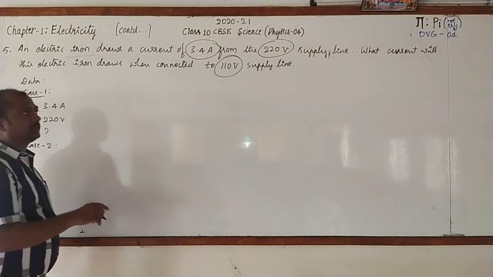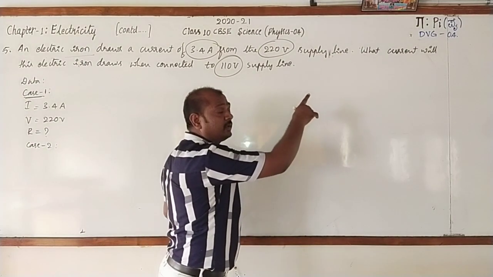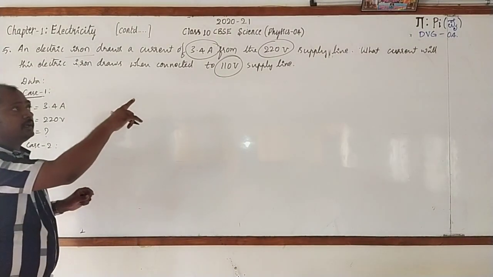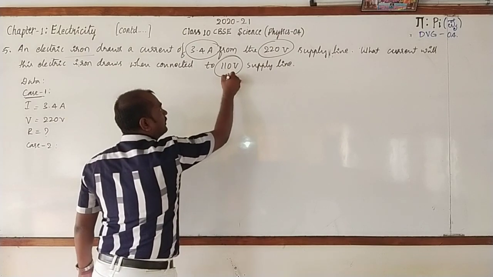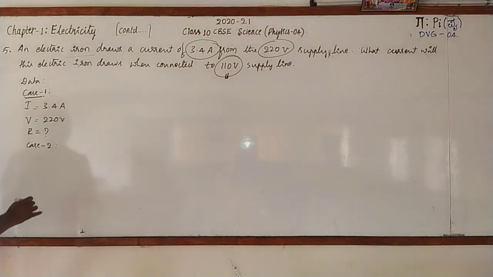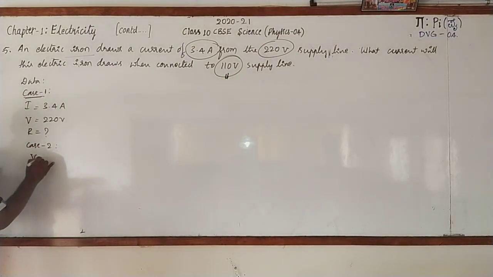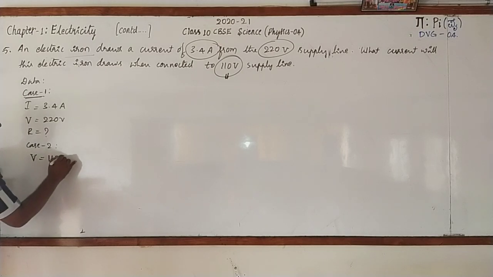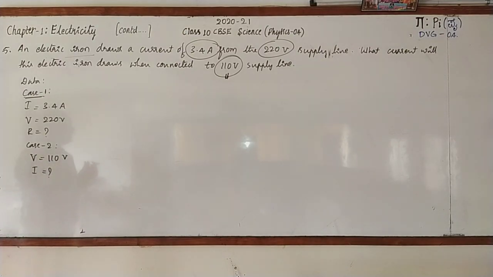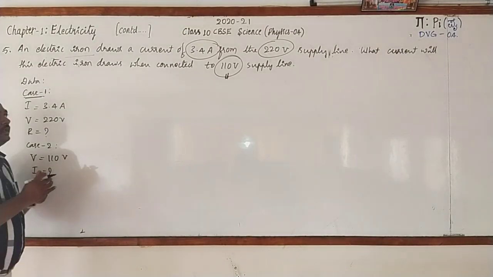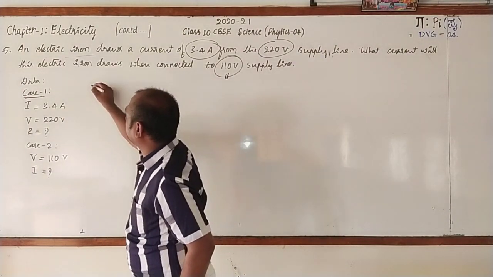Yes, you all may be thinking, when this electric iron is connected to which supply line? It is the 110 volt supply line. So here I write voltage is 110 volts. With this information you are going to find out the current that is drawn. Now let us go for the calculation.